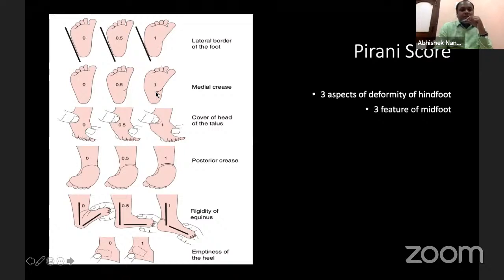The medial crease, if it crosses the midline, is generally 1. If it is just about to enter the midline or just stops before the midline, it is 0.5. The uncovering of the talus is purely subjective. The posterior crease is again the same. If it is a deep posterior crease, we say 1, and if it is a superficial posterior crease, we say 0.5. For dorsiflexion, if it comes to neutral, it is 0.5. If it comes to more than neutral, then it is 0. And if it is a rigid equinus, we say 1. The emptiness of the heel has only 2 scores. It is again subjective, where it is 0 or 1.